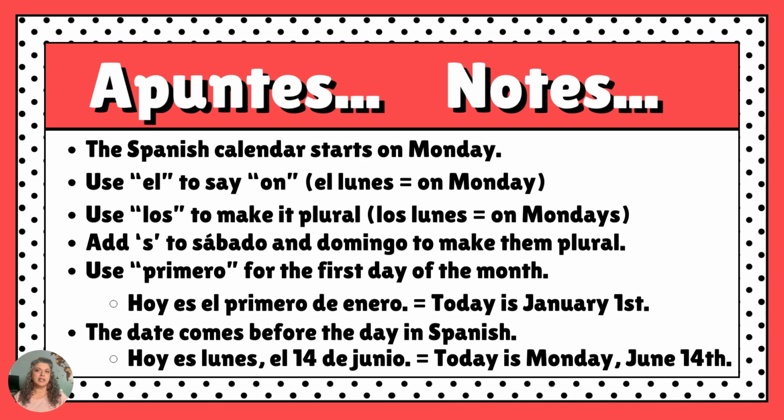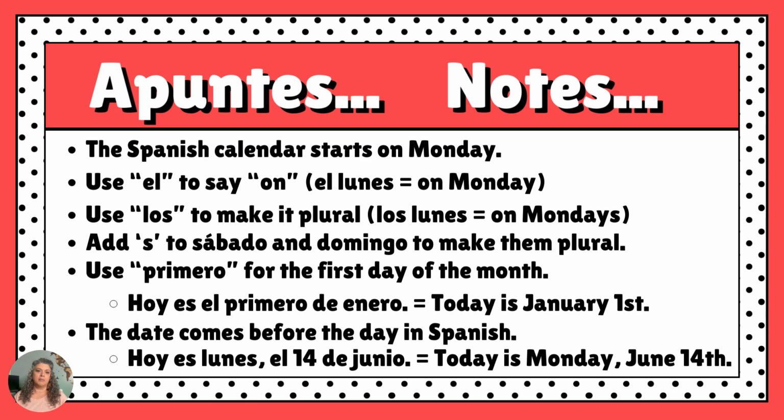For the first day of a month, you will not say el uno de octubre. The 1 of October is kind of how we do it. We say the number in Spanish. We would say el primero de octubre, the 1st of October, not el uno de anything, right? Not el uno de enero, the 1st of January. We would say el primero de enero, which would be January 1st.